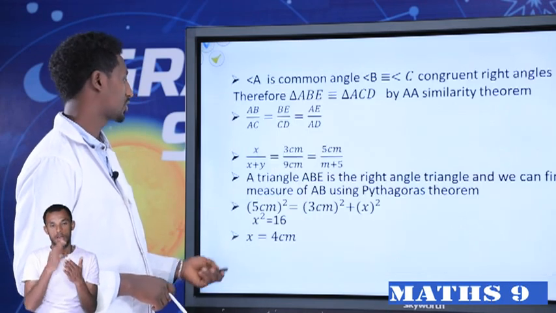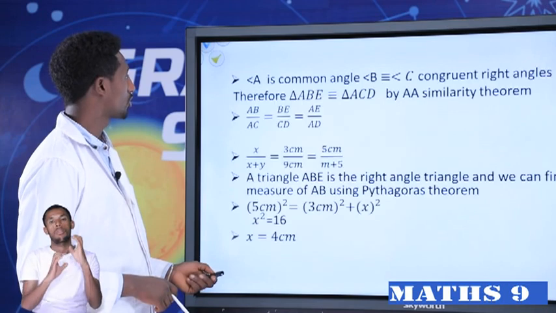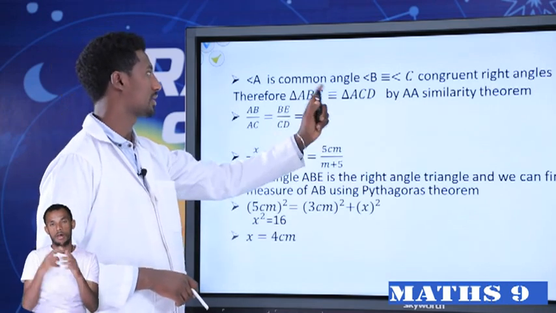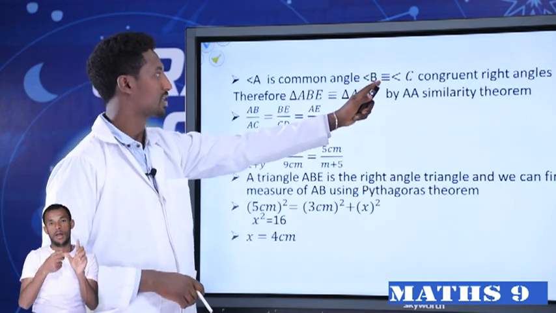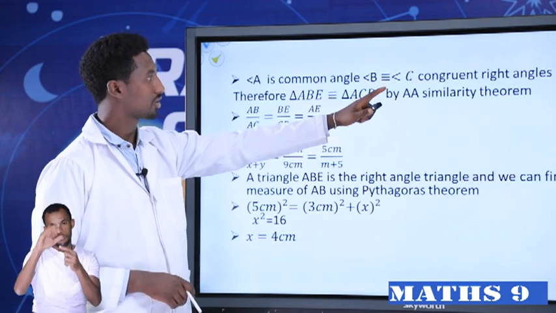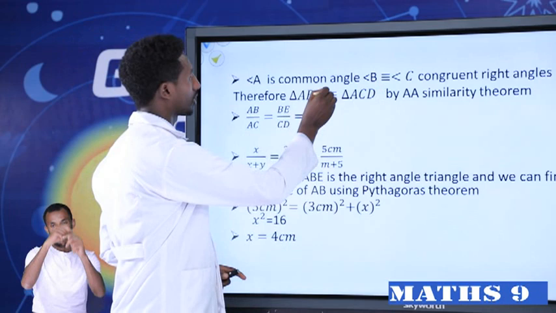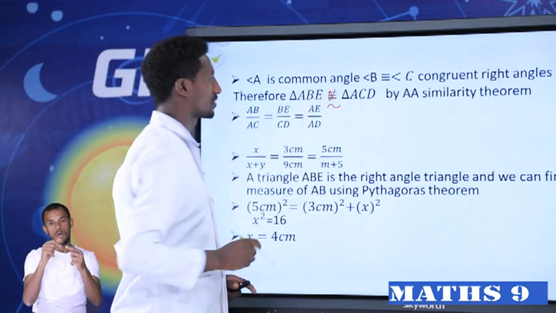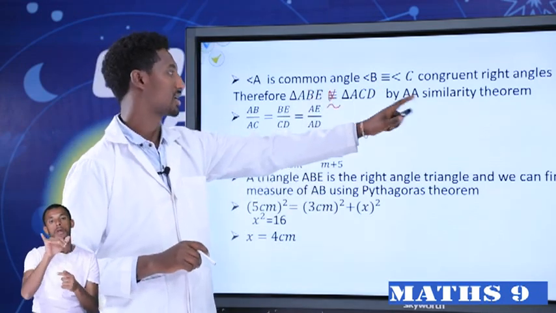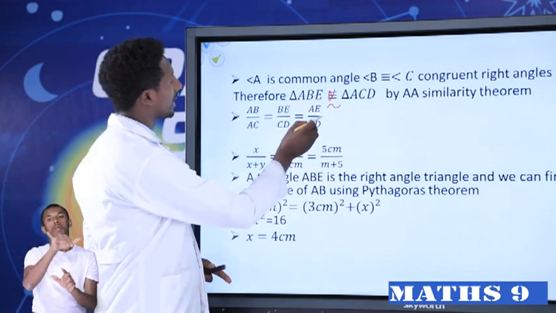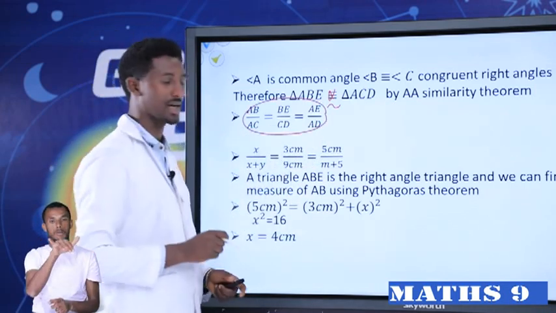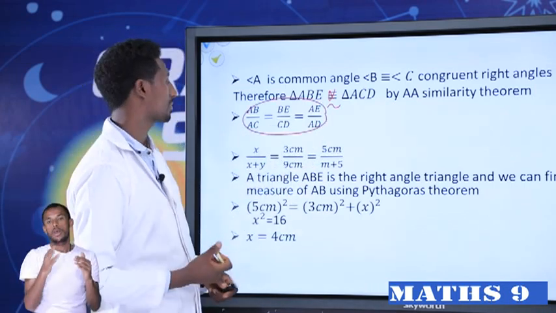These are the values that we computed above, so you can practice here. Angle A is a common angle. Angle B is congruent to angle C, which are right angles, and therefore these two triangles are similar, not congruent. They are similar by the angle-angle similarity theorem. If they are similar, the corresponding sides are proportional, or they have the same ratio.